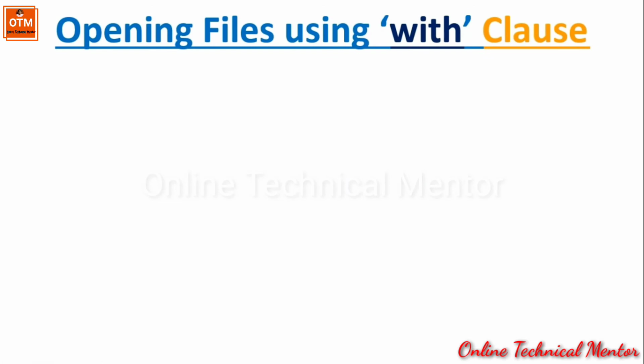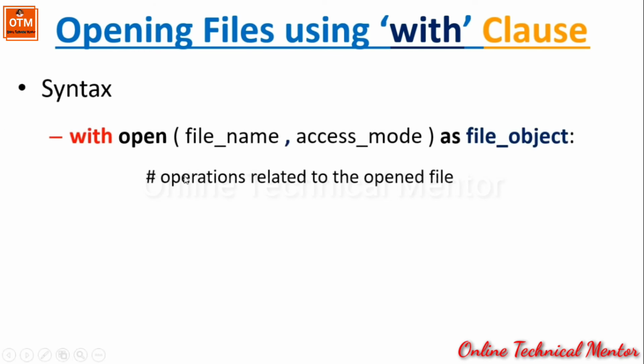Now opening files using with clause. To open a file in read or write mode, we can use with clause. First of all, let me show you the syntax. Look, when we are going to open a file using with clause, we have to write like this: with, this is a keyword, then open function, same as the traditional approach, then within the parentheses the file name, then the access mode, as, this is also a keyword, then any file object name, and all the file operations whatever we need to do are to be done under this with clause.